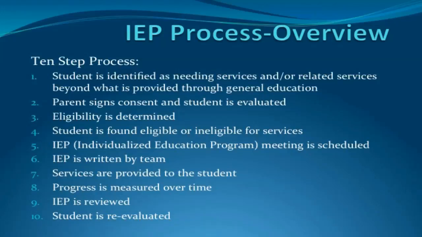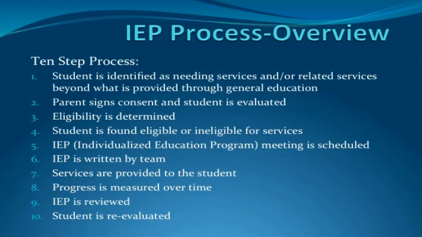The 10 steps are that the student is identified as needing services and or related services in the school system beyond what is provided already in the general ed curriculum or in the setting. Parent signs consent and the student is evaluated. That's the second step. Third step is that eligibility for services is determined. The fourth step is that the student is found eligible or ineligible for services.